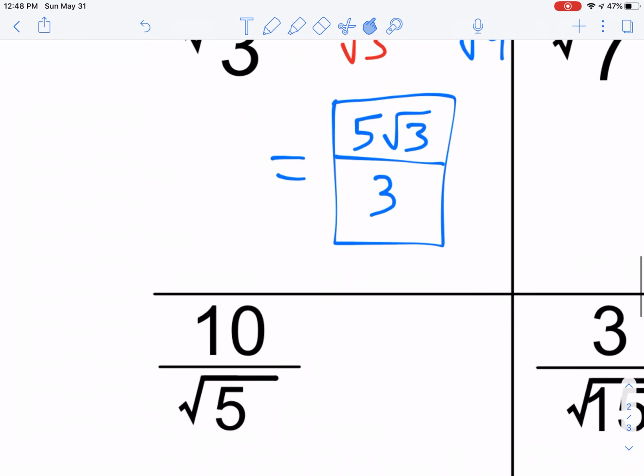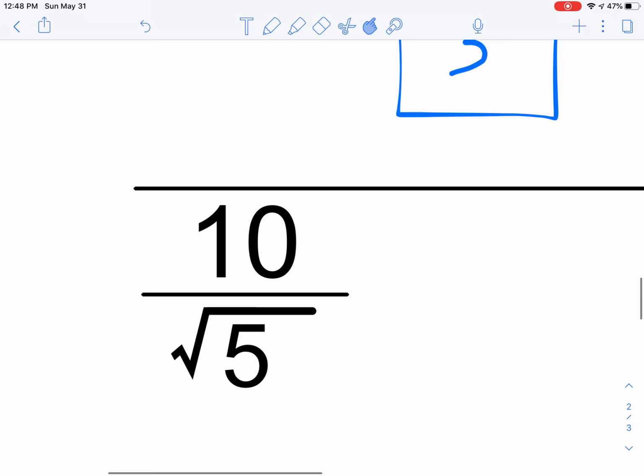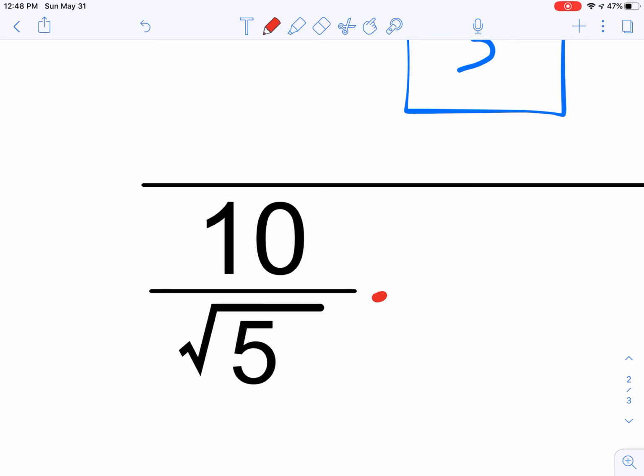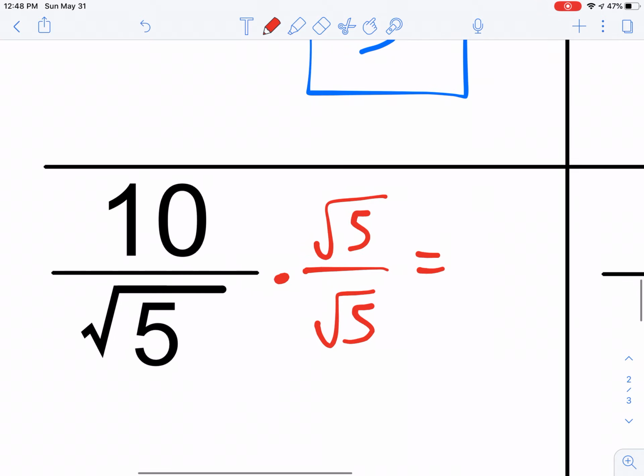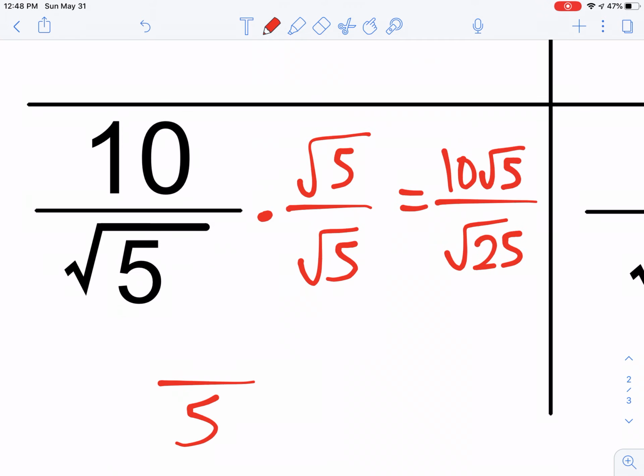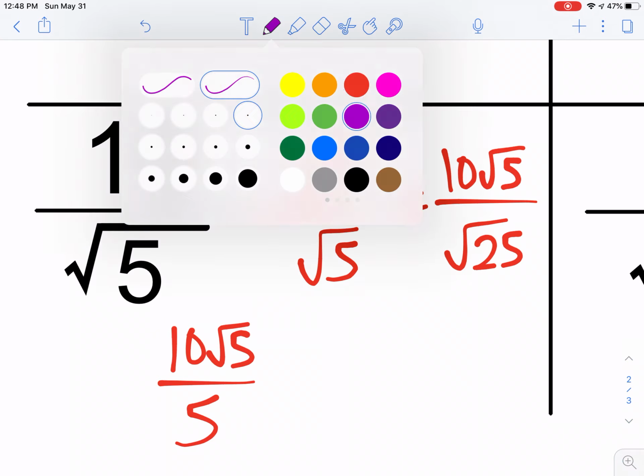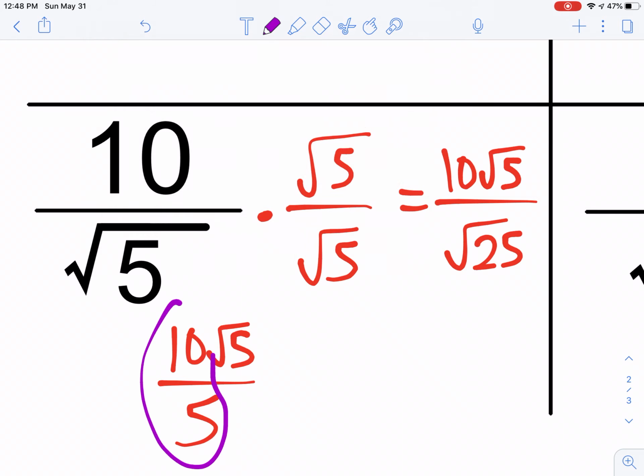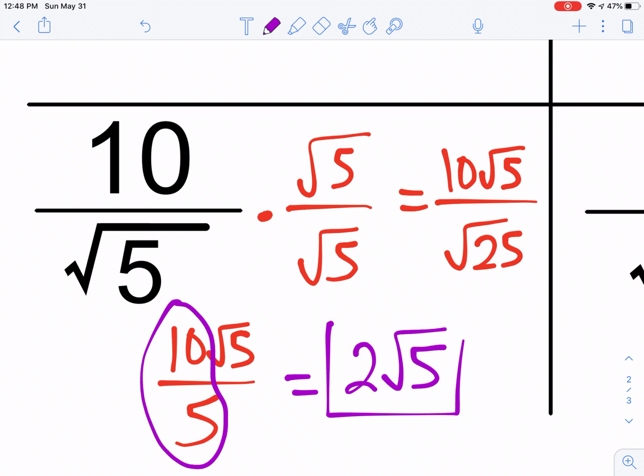All right, let's do one more together. So 10 over root 5. So we multiply by root 5 over root 5. This becomes 10 root 5 over the square root of 25. Square root of 25, as we know, is 5. So the 10 root 5 in the top over just a 5 in the bottom. And then we could simplify 10 divided by 5, which is really just 2. And the radical 5 remains as part of our answer, 2 radical 5.